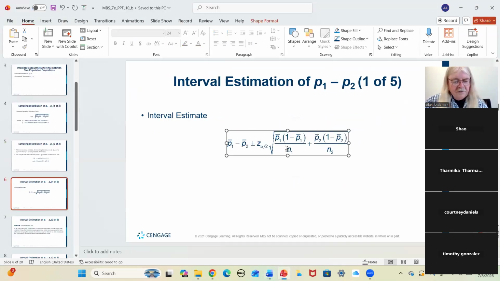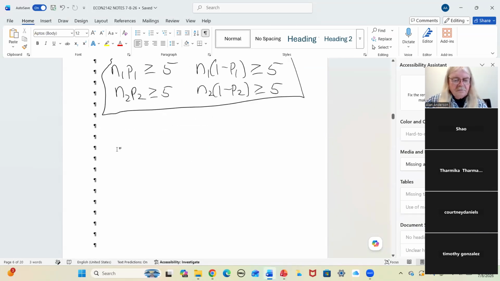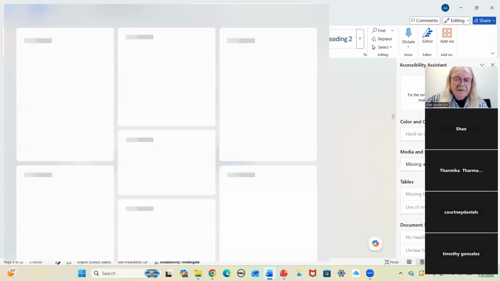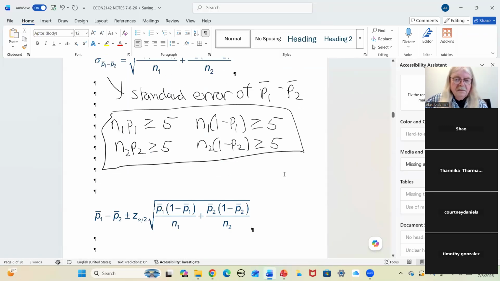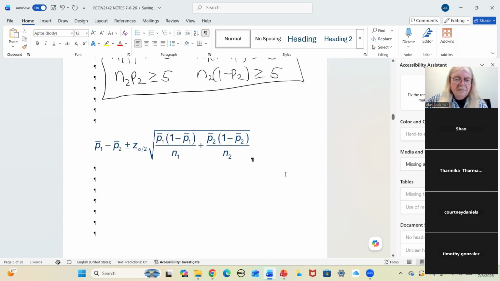And here's the confidence interval. And I would like to point out that this looks like all the other confidence intervals. This is my margin of error. And this is my point estimate.